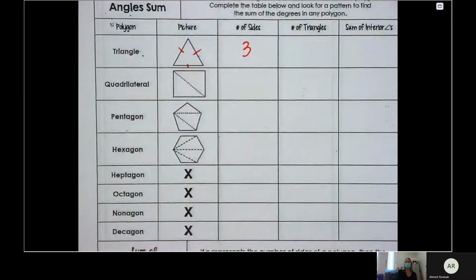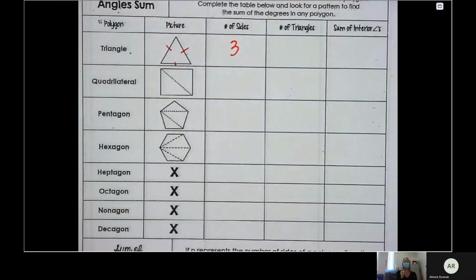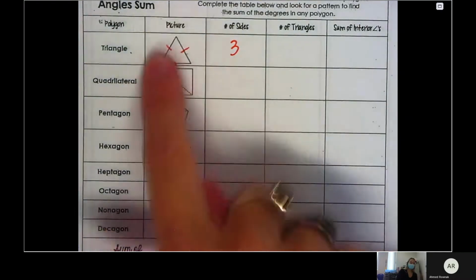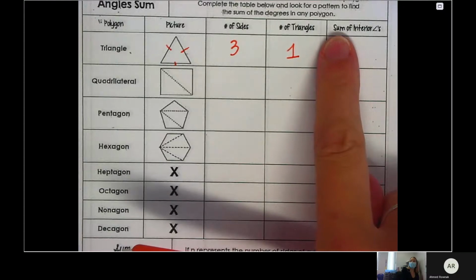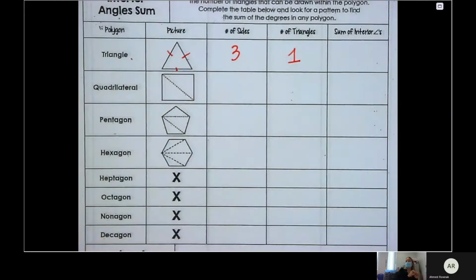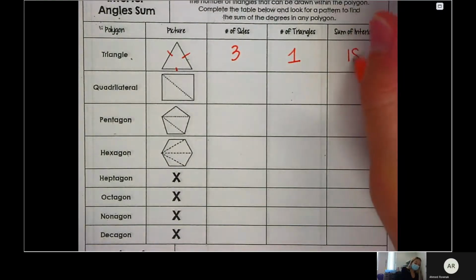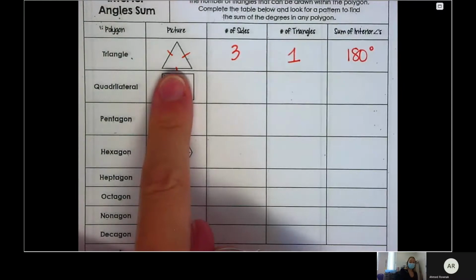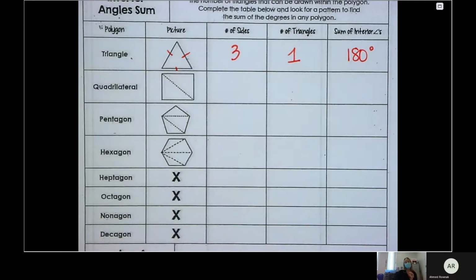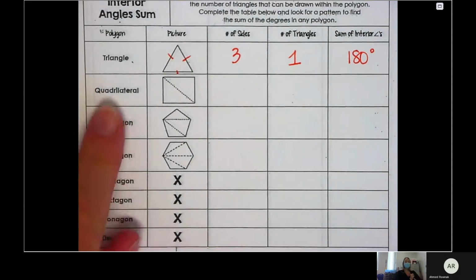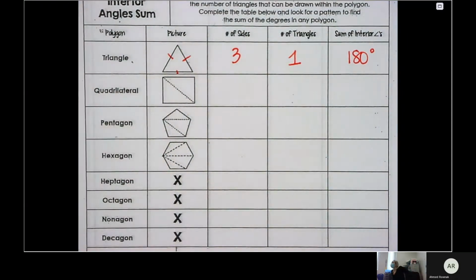Good. In that triangle, how many triangles are there? It's just one triangle, right? Here's one triangle. And the sum of the interior angles, how many degrees are inside of a triangle always? What do they always add up to be? 180 degrees. Good. So in a triangle, we know it's 180 degrees. It's got 3 sides, and there's one triangle.